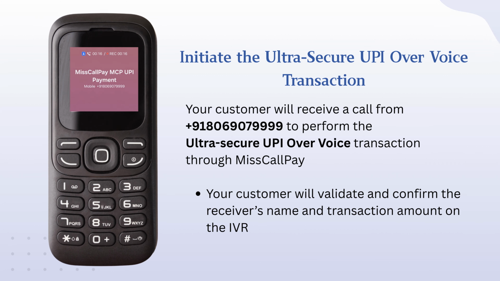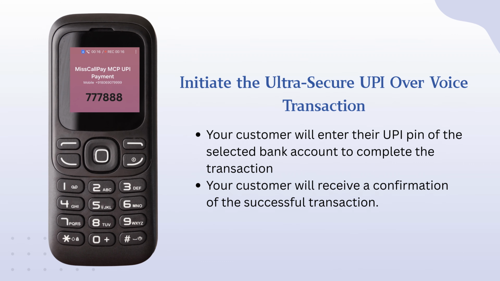On the secure call, your customer will hear simple voice instructions. They will confirm the receiver's name and transaction amount with the IVR. After confirmation, they'll enter their UPI PIN securely using their phone keypad. Never spoken aloud, never visible to anyone, not even you.